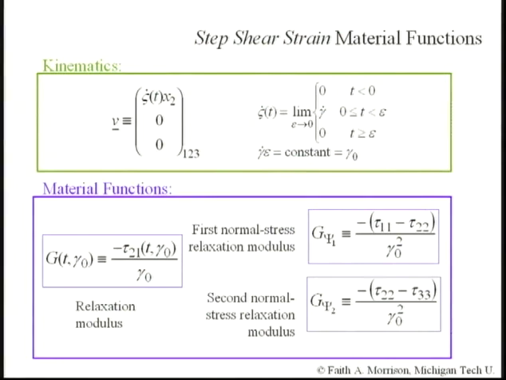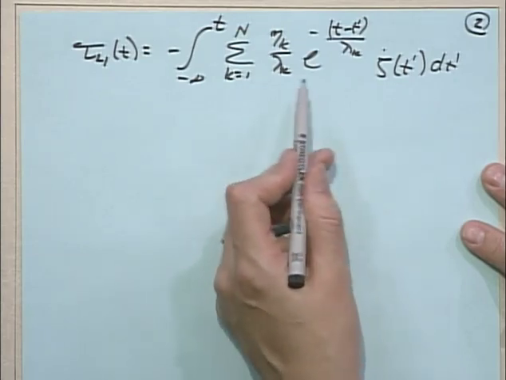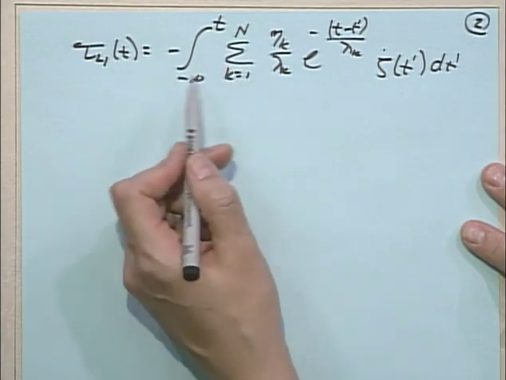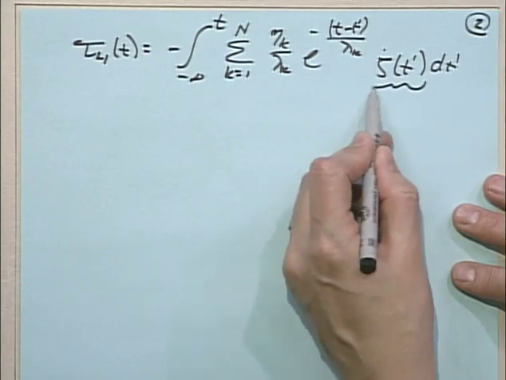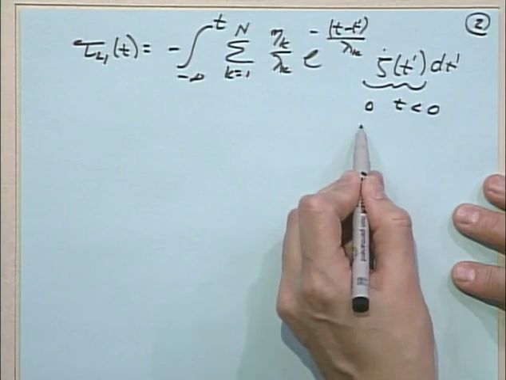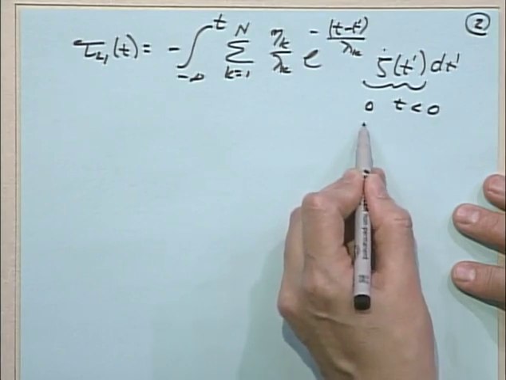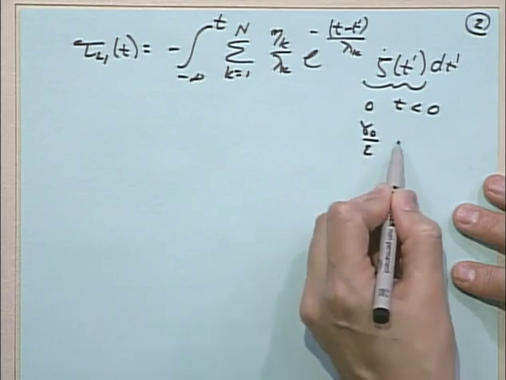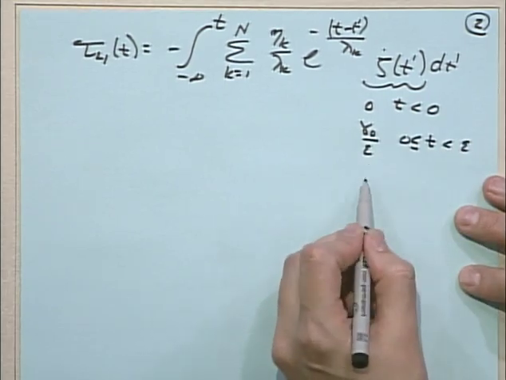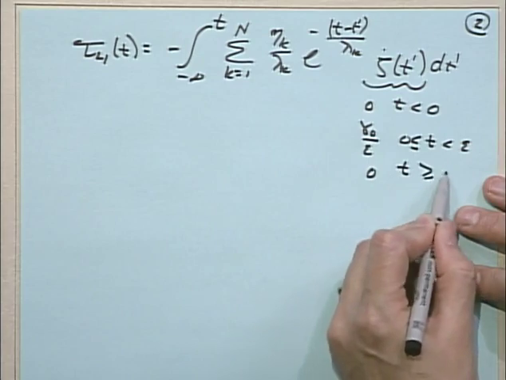So this is really going to follow the exact steps that I just summarized that we did for the single relaxation time. The only difference is there's this summation that we just have to pay some attention to. And it's going to turn out that we're going to switch these orders of the integral and the sum once again to make things simple. So this is equal to 0 for t less than 0. It's equal to gamma dot, which is equal to gamma naught over epsilon for t between 0 and epsilon. And it's equal to 0 again for t greater than or equal to epsilon.